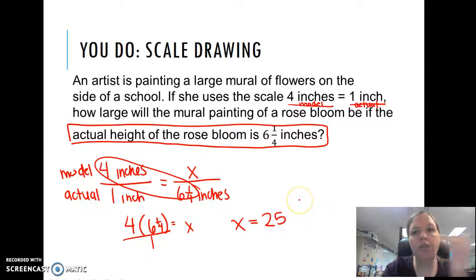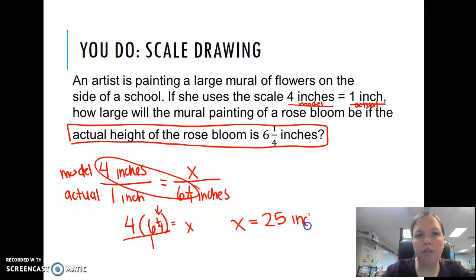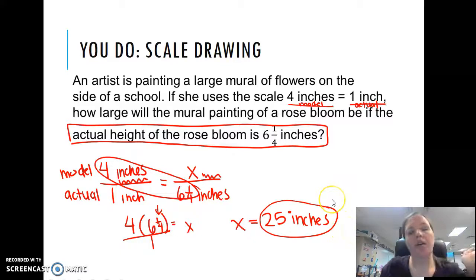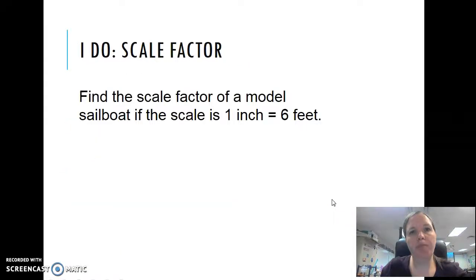Make sure that if you are using your calculator, which you should be, that you can get that value from your calculator, that you know how to type this number into your calculator. So our units, looking at where my value is here, would be the same as the numerator here. It would be inches. So that would be 25 inches on the mural is how big the rose bloom will be.